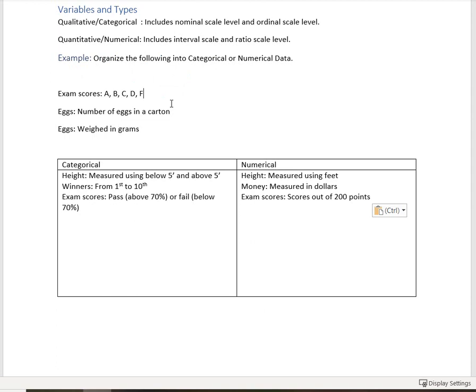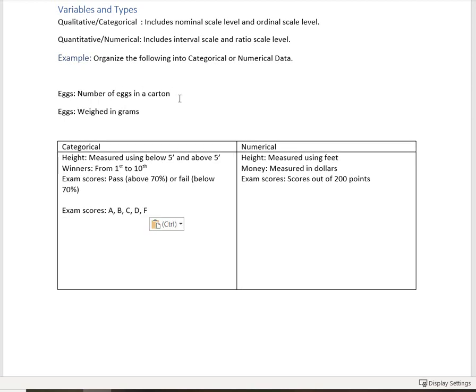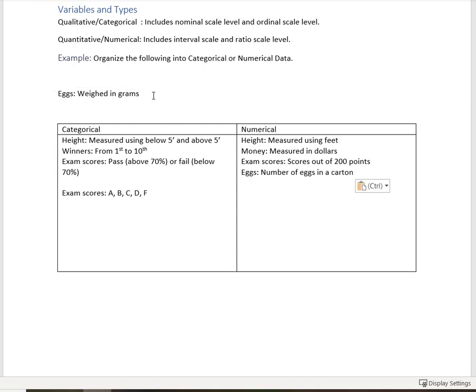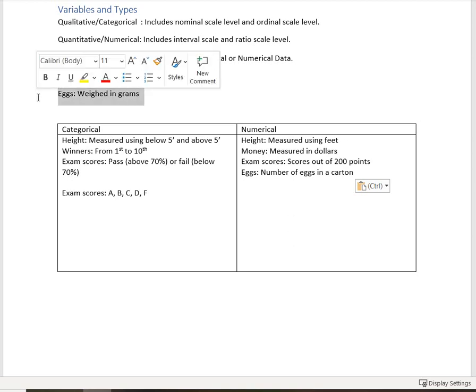Exam scores A, B, C, D, and F, those are going to be categorical because I'm putting you into a category. So if I add an A and a B, well, I can't really divide those by anything because they're not numbers. Number of eggs in a carton. What would that be? That would be numerical. As well, if I had eggs and I weighed them in grams, that would also be numerical.